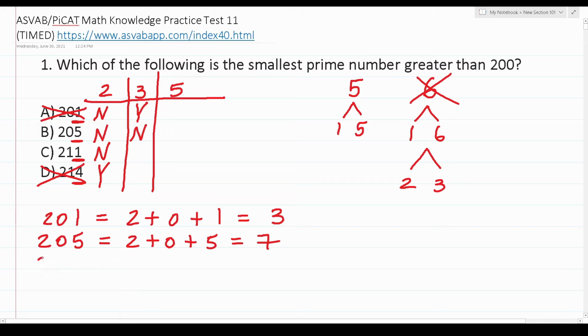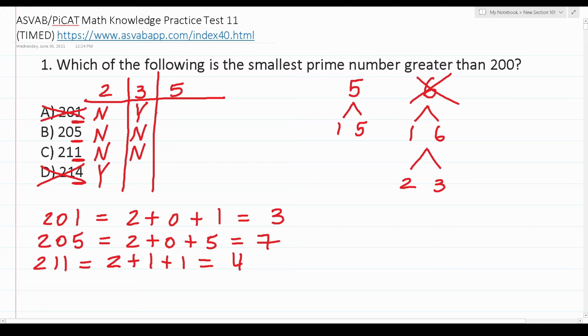And let's take a look at 211 now. We're going to sum its digits. 2 plus 1 plus 1. 2 plus 1 is 3 plus 1 is 4. Is 4 divisible by 3? It's not. So I know 211 is not divisible by 3. All right. So we're down to 2 answer choices at this point. And by applying the divisibility rule for 5, we'll probably figure out which of these is correct.